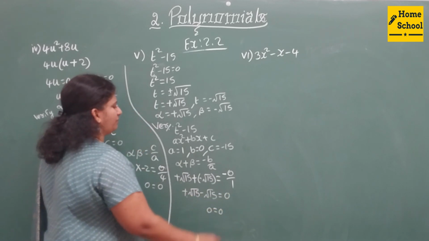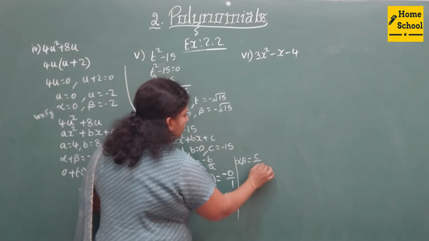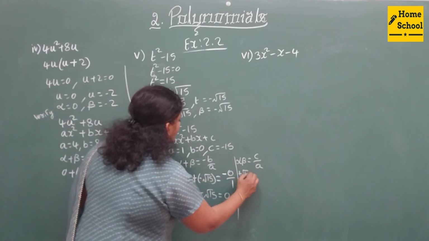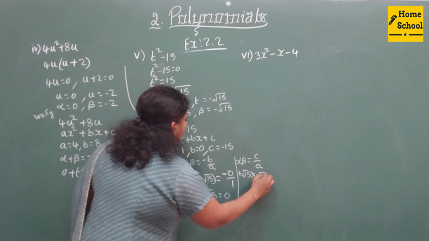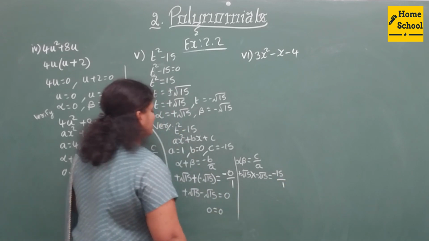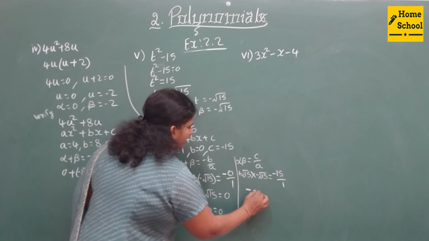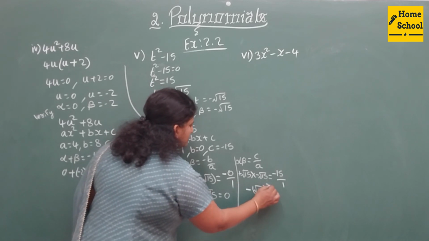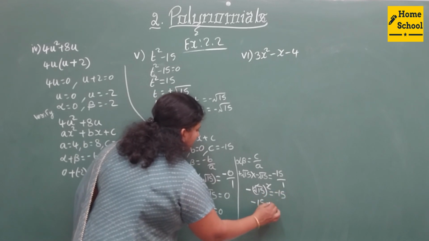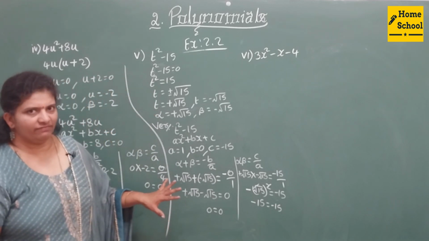0 equal to 0. Now coming to product of zeros, alpha beta is equal to c by a. Alpha value is plus root 15 and beta value is minus root 15. c value is minus 15 by a value 1. Plus into minus, minus root 15 into root 15, it will be root 15 whole square. Square and root will be cancelled. That is minus 15 equal to minus 15. Therefore, hence it is verified.